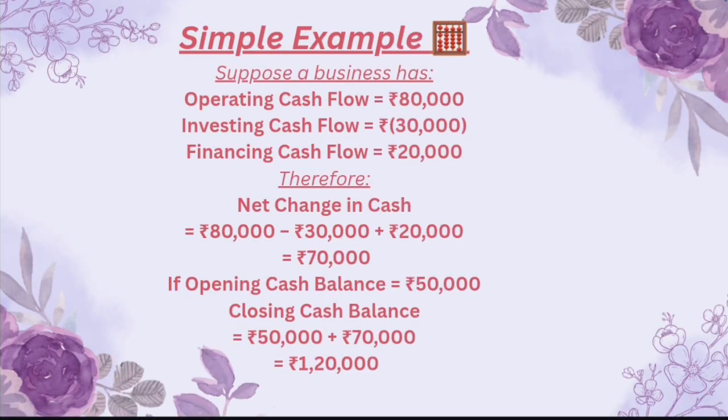Now for your better understanding, here is a simple example. Suppose a business has operating cash flow of rupees 80k, investing cash flow of rupees 30k, and financing cash flow of rupees 20k. Therefore, net change in cash would be rupees 80k minus 30k plus 20k, which is equal to 70k. If the opening cash balance is rupees 50k, then the closing cash balance would be rupees 50k plus 70k, which is equal to 1,20,000.